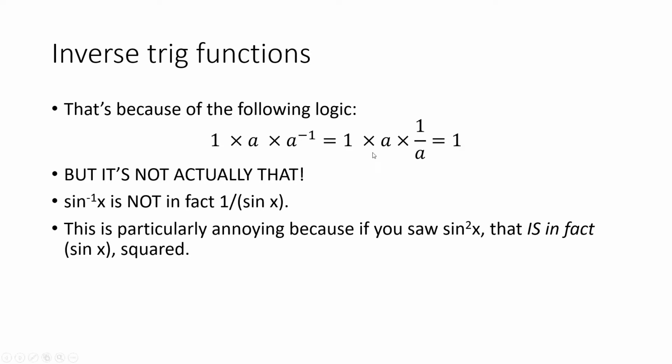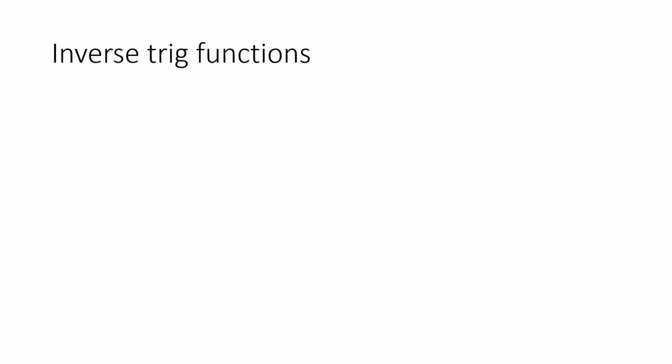It's especially annoying because if you saw sine squared x, that is shorthand for sine x all squared, which is not the case for sine to the minus 1. So it's one of those inconsistent things in math, and that's why it annoys me, but that's where it comes from. Don't get it messed up. Don't blame me, I didn't do it.